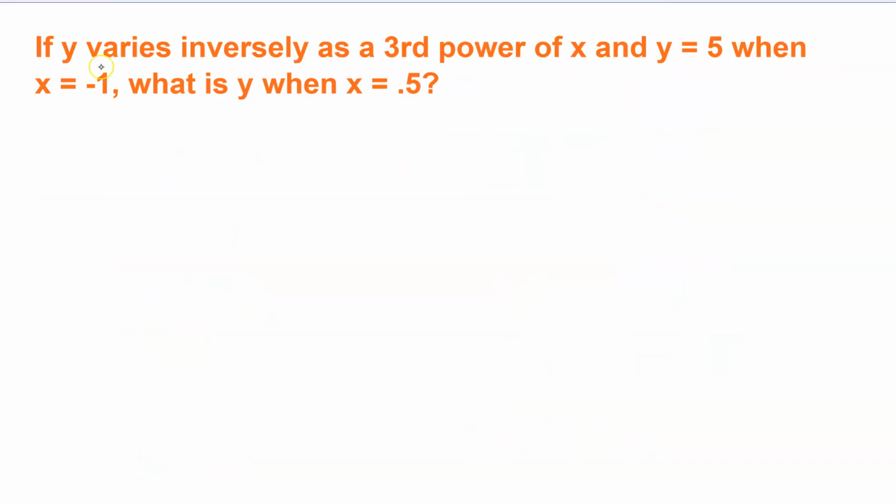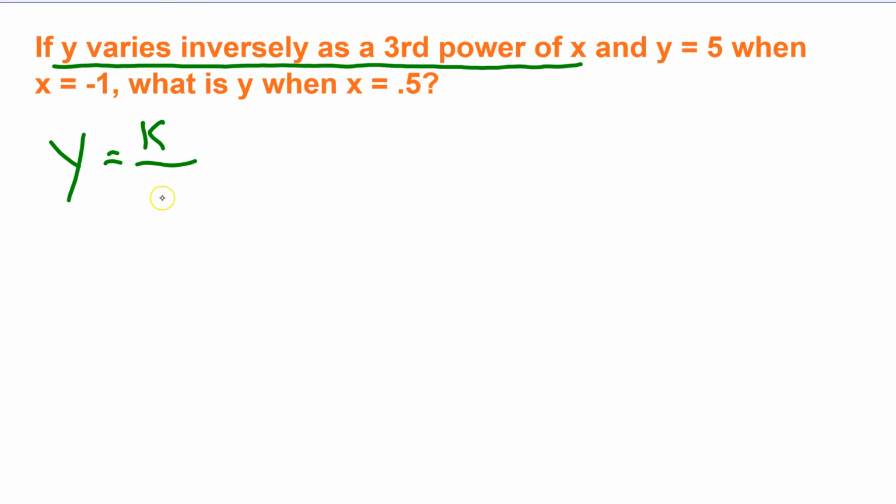Here's one where y varies inversely as a third power of x. So y varies inversely as a third power of x. So if you think of what that looks like, inversely means the k is on the top, and how it varies, this would be x to the third power. So there's your first point. Your second part of the problem is going to be find k. So y is 5 and x is negative 1. That's how you're going to find k.